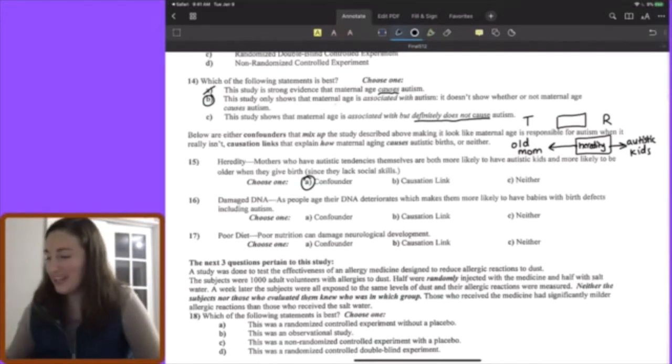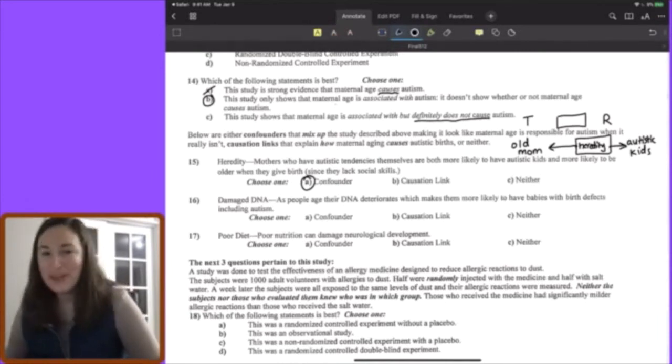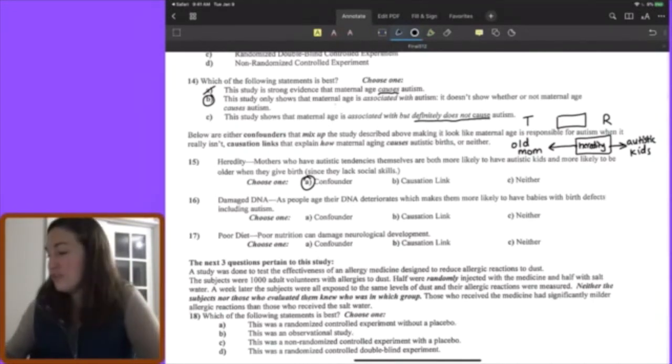It's not saying, so the causal link would be the first arrow going the opposite way. It's not saying if you're an old mom, you're more likely to have heredity that would make you have an autistic kid. No, they're saying if you already have that heredity, you're more likely to be an older mom. Let's do the next one.